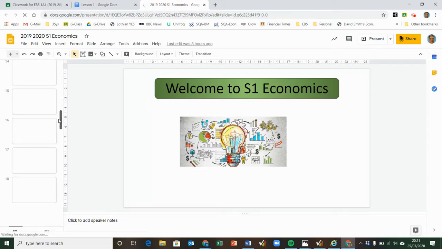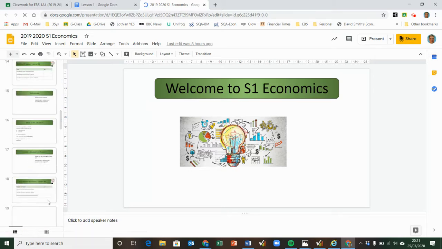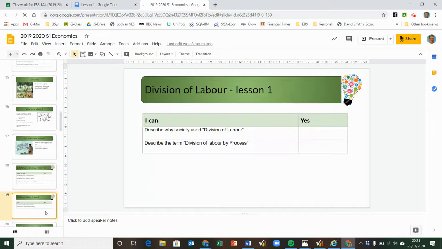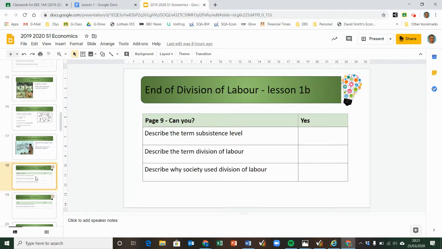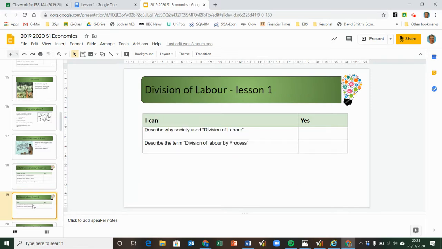Now if I scroll down to 19. So today we're going to have a look at describing why society used division of labour, and we're going to describe the term division of labour by process. Now, if we remember from yesterday, yesterday we looked at subsistence level. We described the division of labour and why they used division of labour. So we're just building on what we learned yesterday.